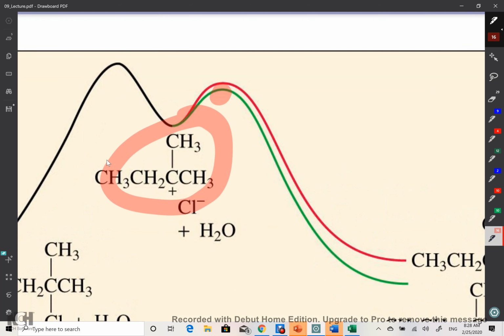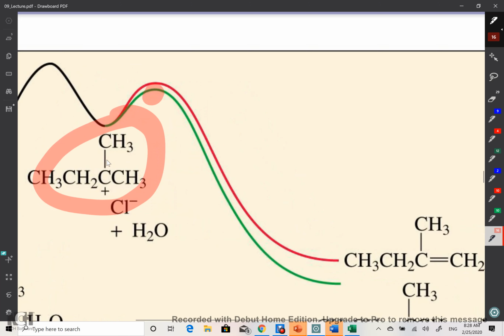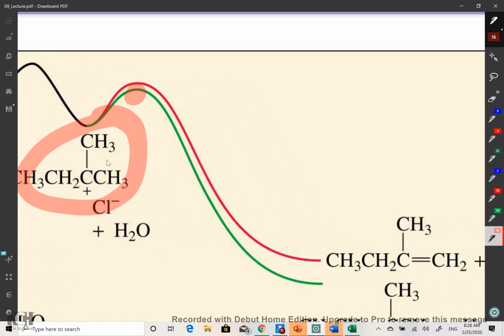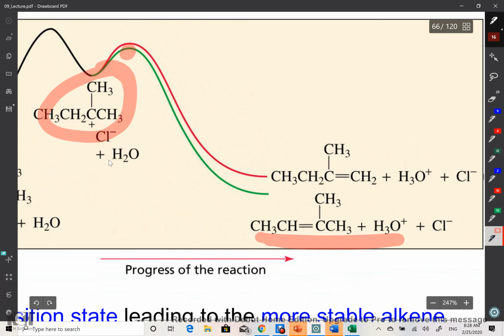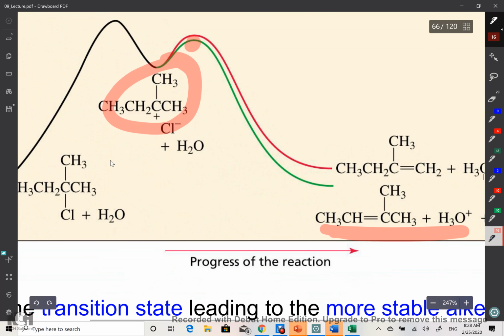You see that transition state is slightly lower in energy compared to the transition state of the one that leads to the formation of the less stable product. And that's simply because if you look at the structure of the transition state, the one that leads to the formation of the more stable product gives you a partially more stable carbocation compared to the other one.